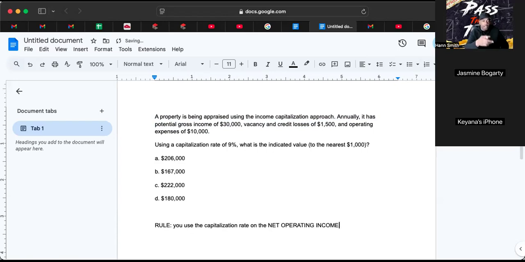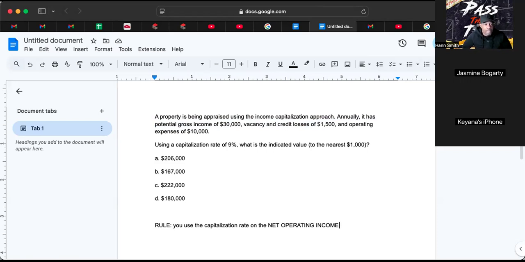Now, why are you doing this? It said it in the first line. It says a property is being appraised using the income capitalization approach. So that's what we're trying to do. We're trying to value a property based on the income. So before we can come up with that value, we gotta account for certain things, because we gotta account for expenses, and the value of the property should be accounted for without the expenses included. What are some of the expenses? You might have vacancy, you might have credit loss, you might have maintenance and stuff like that.